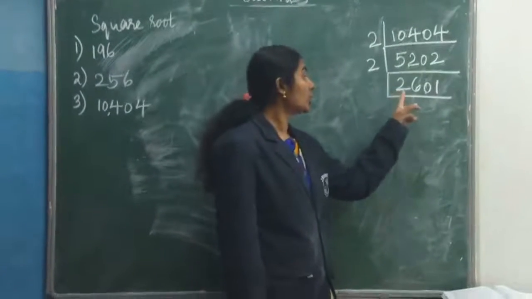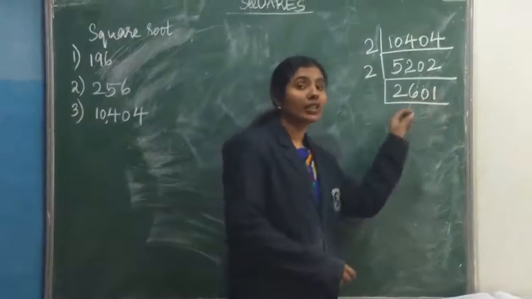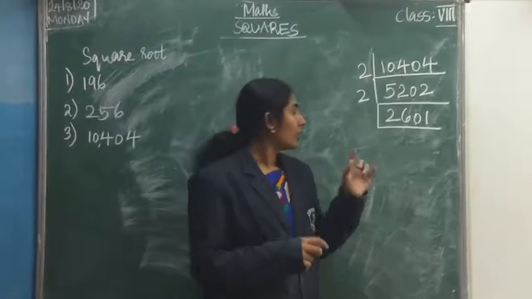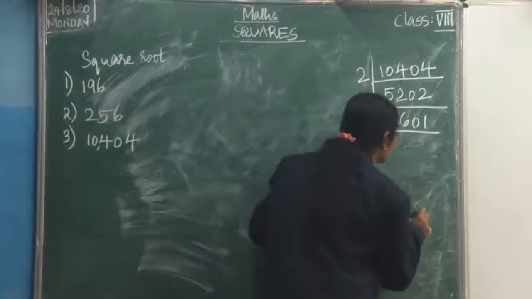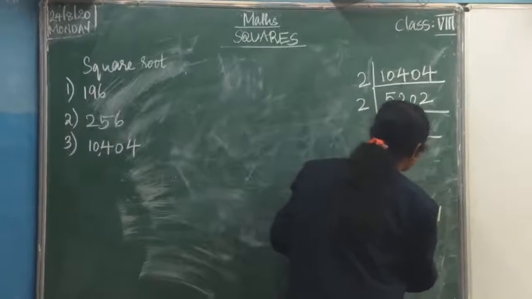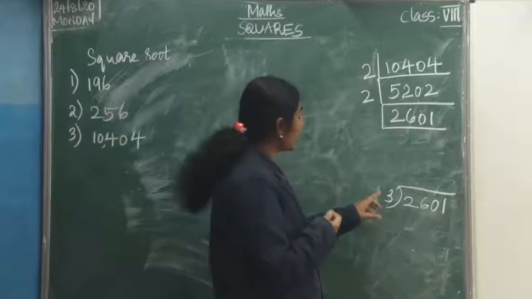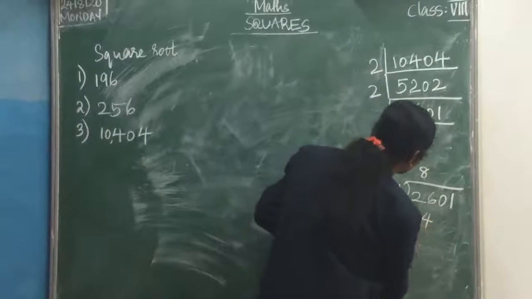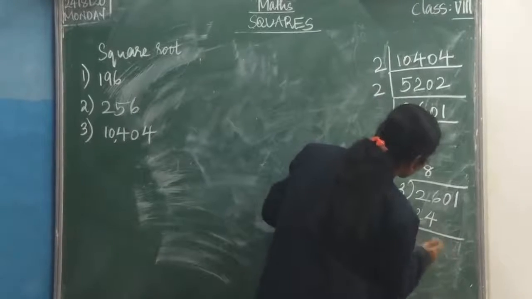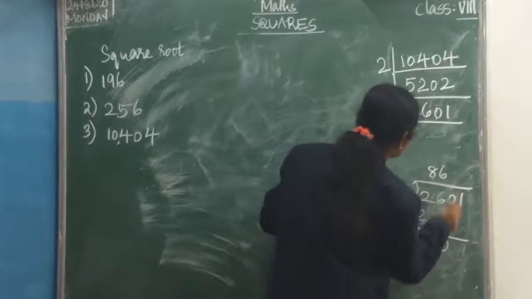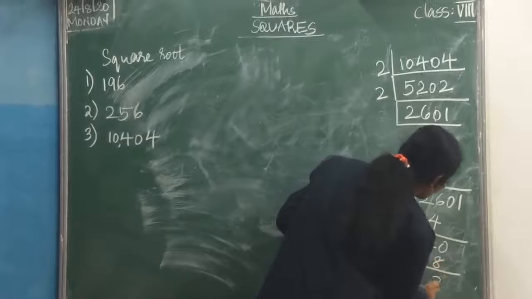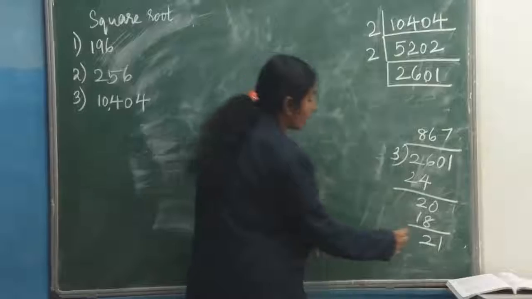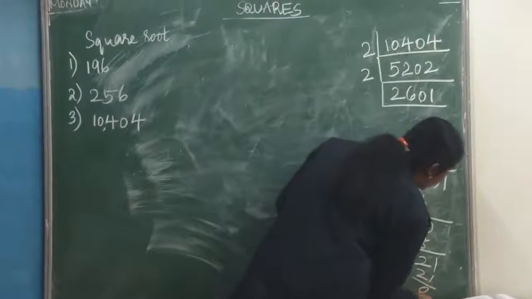See the number 2601, that is an odd number, you can't divide by 2. So the next prime number is 3. First you try 2601, can you divide by 3? First of all we can check it. 3 8s are 24, remainder 2, 3 6s are 18, remainder 2, 21, 3 7s are 21. So you are getting remainder 0.